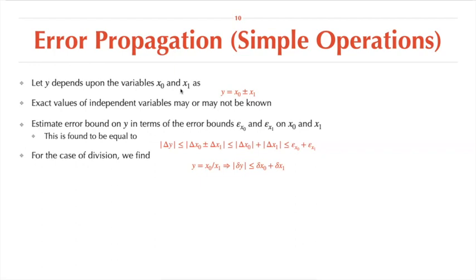Okay, so this gives you an estimate. Let's say you know that a quantity x0 will have this much error, and quantity x1 will have this much error. What is the error that you will have on some other quantity that depends upon x0 and x1?